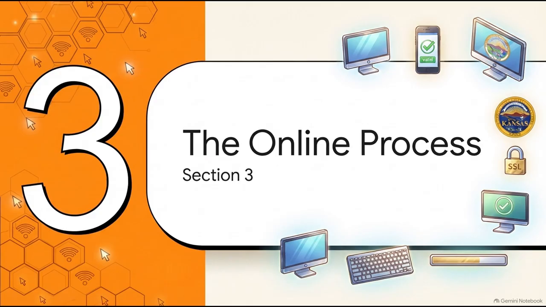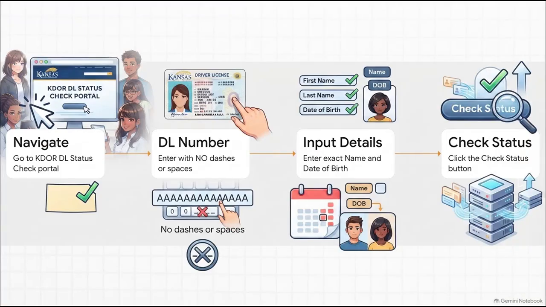Section 3, the online walkthrough process. And this brilliantly illustrates just how straightforward this system is. Here is your step-by-step walkthrough. First, navigate to the free KDOR driver's license status check portal. Second, and this is where a lot of people stumble, enter your driver's license number with absolutely no dashes and no spaces. Just type the characters. Third, input your exact first name, last name, and date of birth. Finally, just click that check status button.